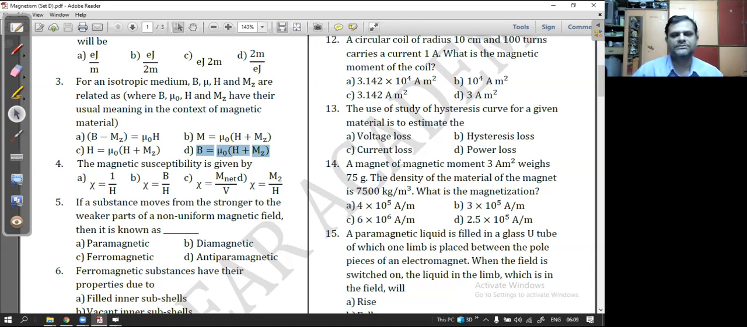After putting this mz as chi into H, we can just take this H also common out, and then we can just be able to get this as B is equal to mu naught H into 1 plus chi, okay, which is the standard derivation only.